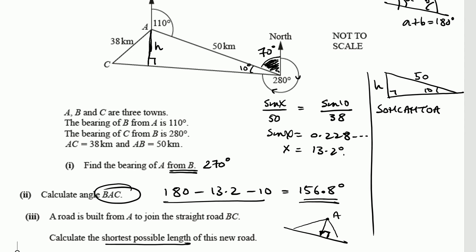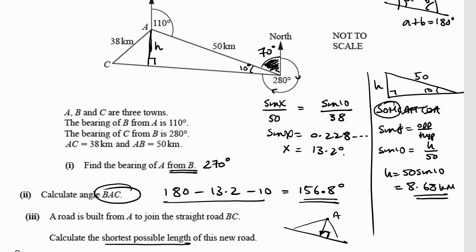Looking at this, I've got the opposite and the hypotenuse. I don't care about the adjacent, so I'm going to use sine theta is opposite over hypotenuse. Sine 10 equals h over 50, so h equals 50 sine 10. And we can work that out. 50 sine 10 gets me 8.68 kilometers, and that's my shortest distance. So remember, shortest distances from a point to a line are always going to meet at right angles.